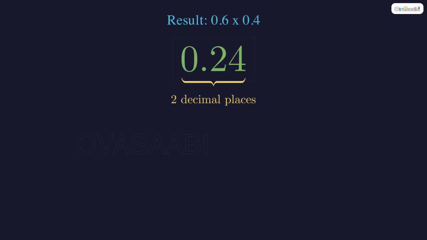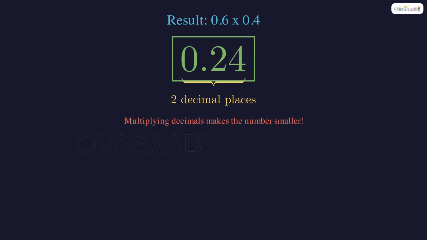So we place the point to give 2 decimal places. The answer is 0.24. Notice, multiplying decimals makes the number smaller, not bigger.